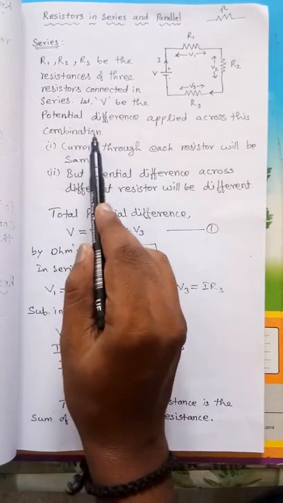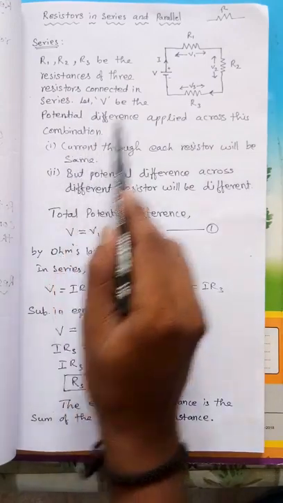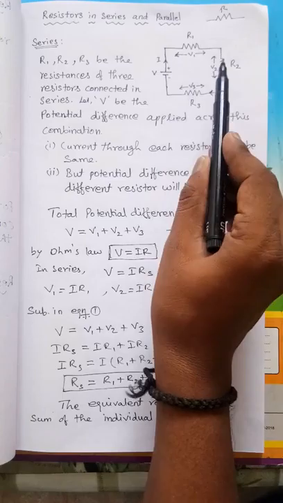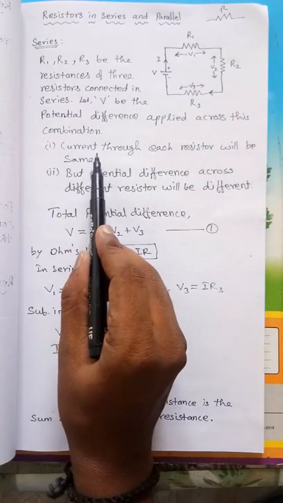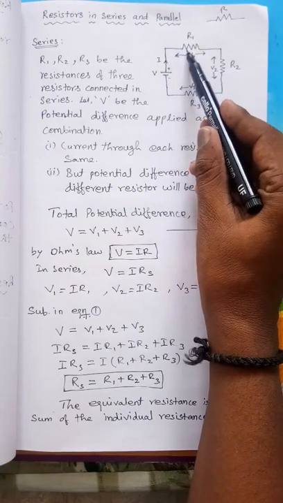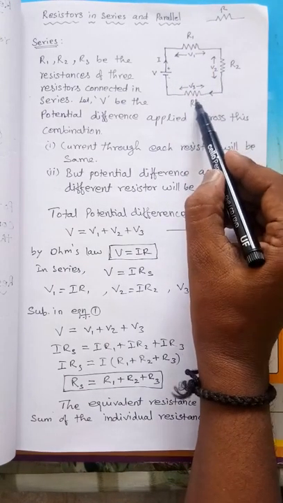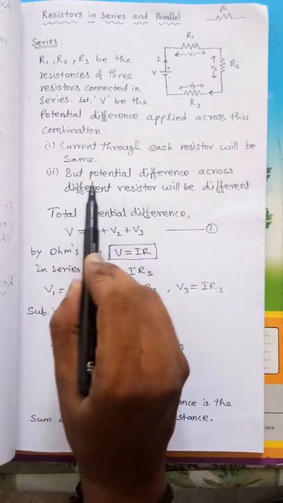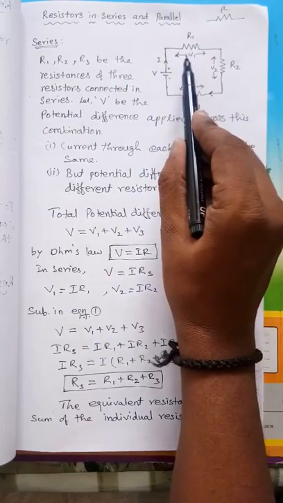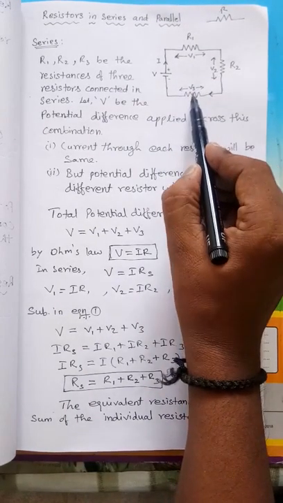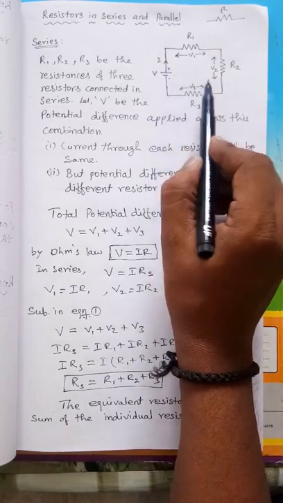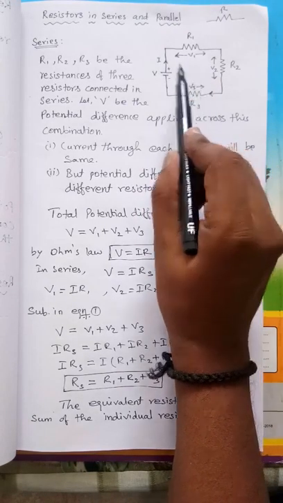Let V be the potential difference applied across the combination. Here, very important: when resistors are connected in series, the current through each resistor will be the same. The current in all resistors is the same, but the potential difference across the different resistors will be different. So only the potential will change: V1, V2, V3, and if there is another resistor, V4. Like that it will change. So potential changes, current does not change.